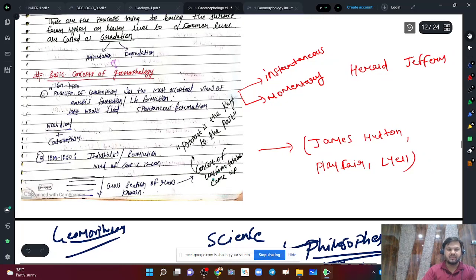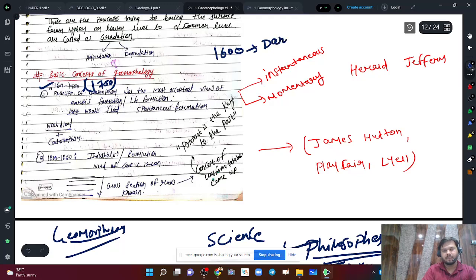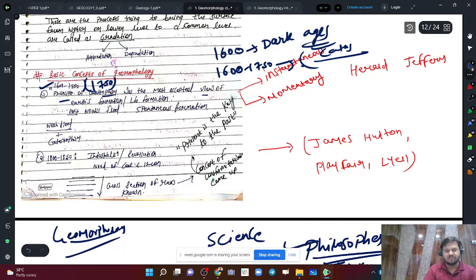So you can see, until 1750, so until 1600 AD it was all dark ages, right? Not much scientific development in Europe. After 1600 up to 1750, what was there? The scientific theory of catastrophism prevailed. The principle of catastrophism was the most accepted view of Earth formation or landform formation, and it says that there is spontaneous catastrophic formation, something like that, right? We don't have to go into much detail.